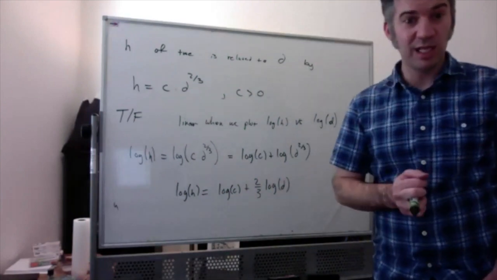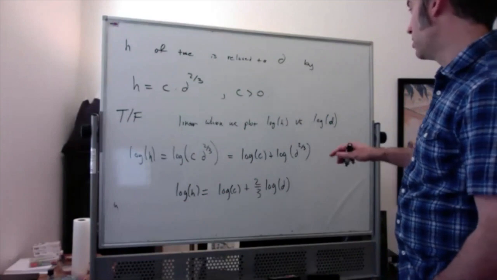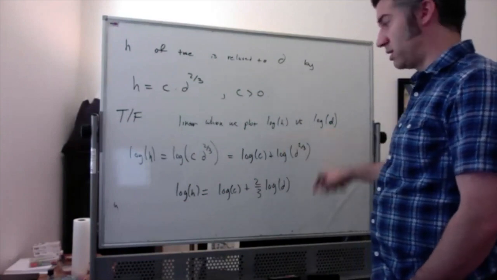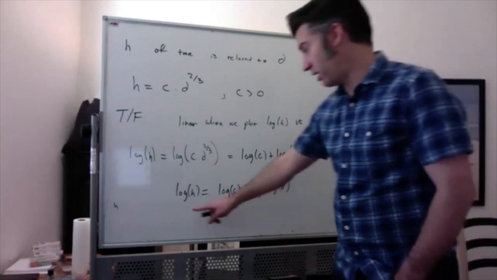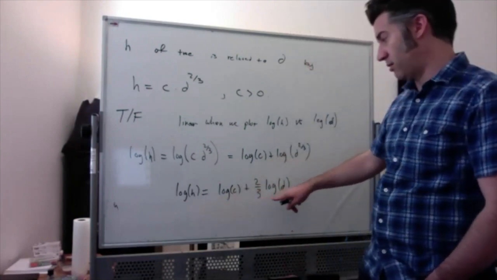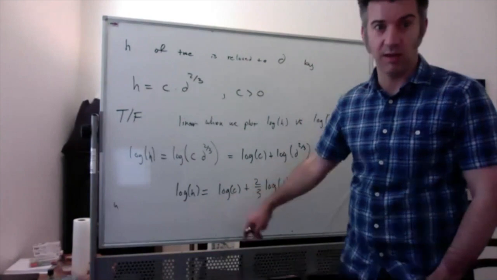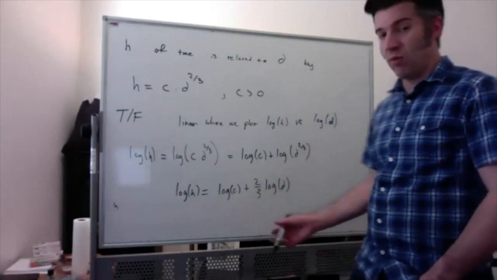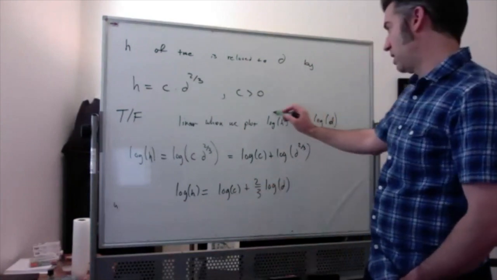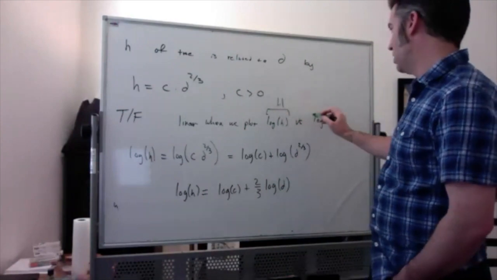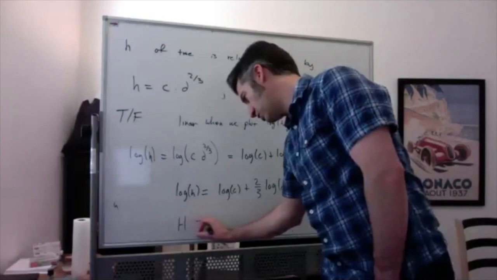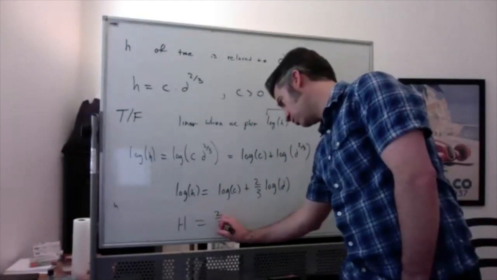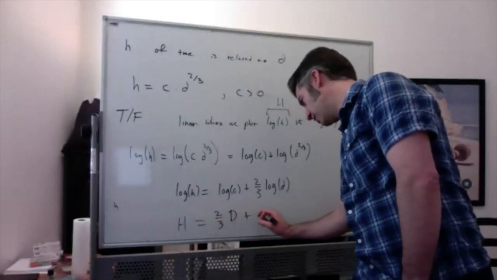So is this linear? Is log h plotted versus log d going to be a linear thing? Well, yeah, because log h equals some slope times log d plus some intercept. So if you want, you could say log h is capital H and log d is capital D. Then we definitely have that capital H is equal to 2/3 D plus some constant.